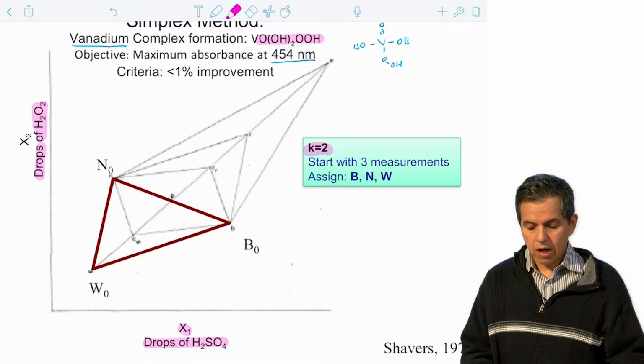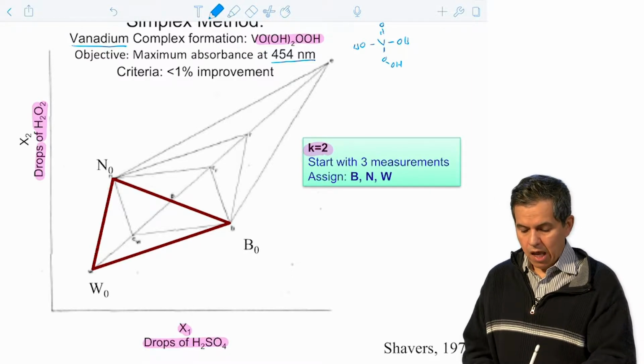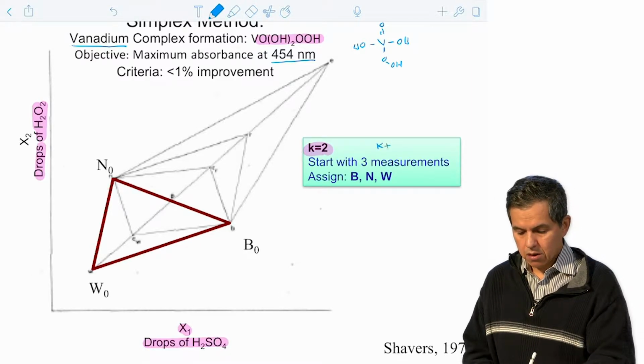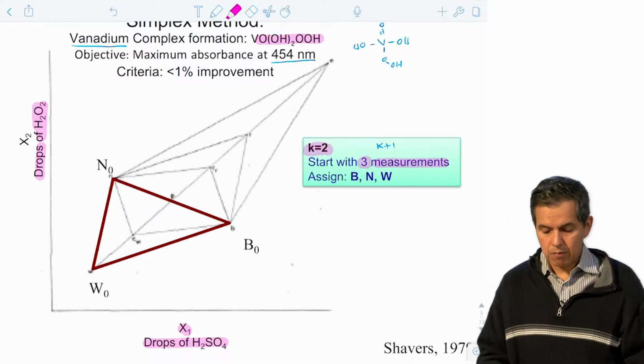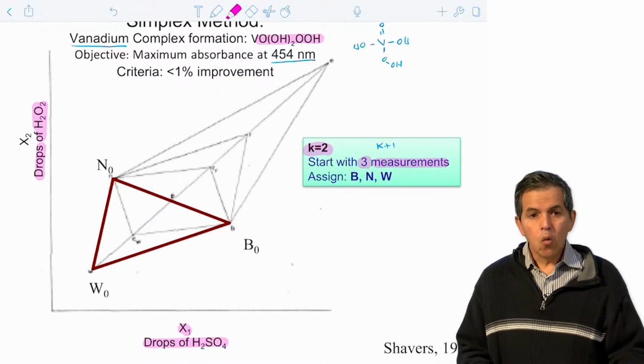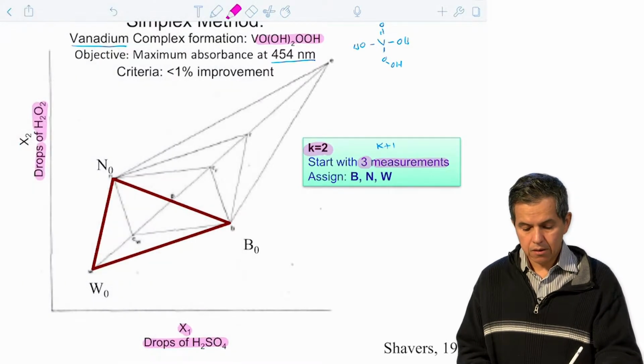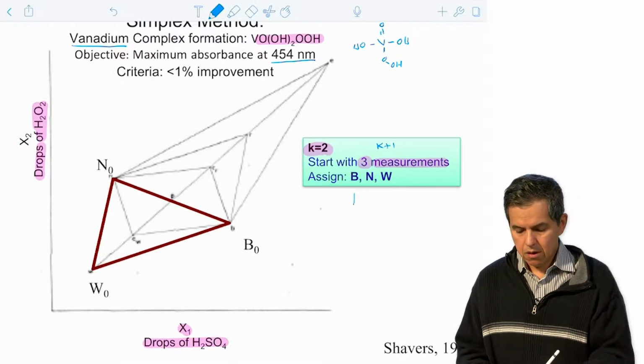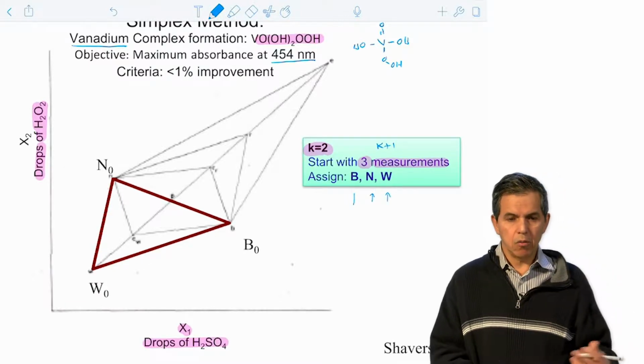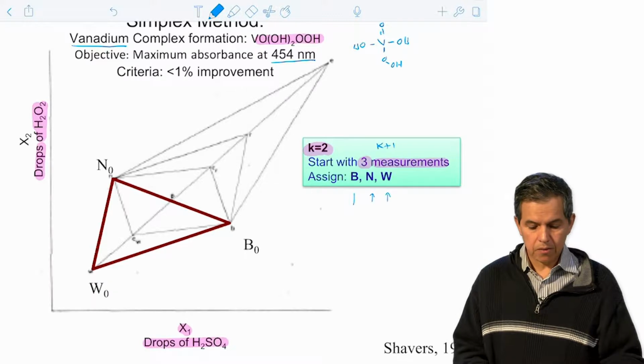So that means that we're going to have to start with k plus 1 measurements, which basically means that we are going to be doing 3 measurements as the initial step of the simplex method. Once we do those 3 measurements, we are going to assign the best, the next to best, and the worst combination of measurements.